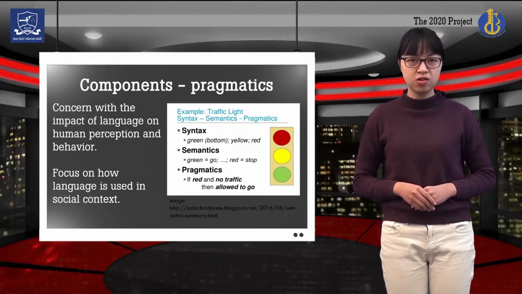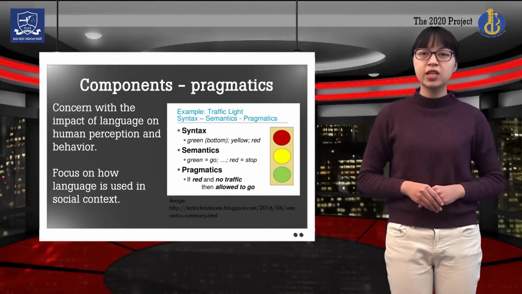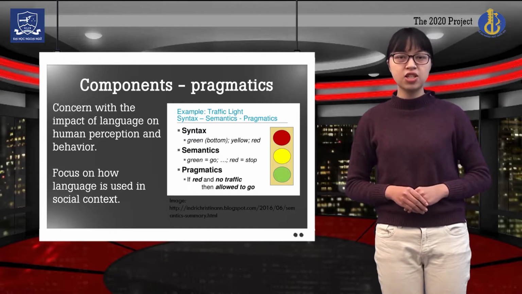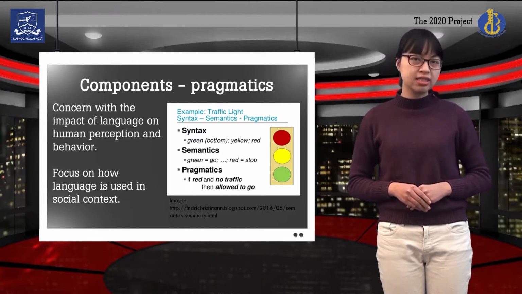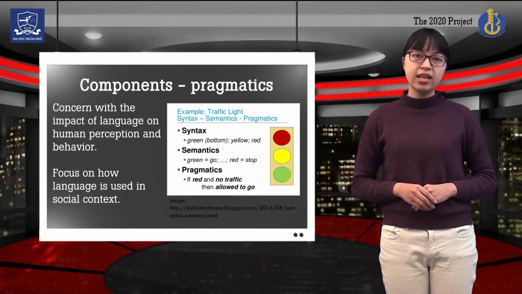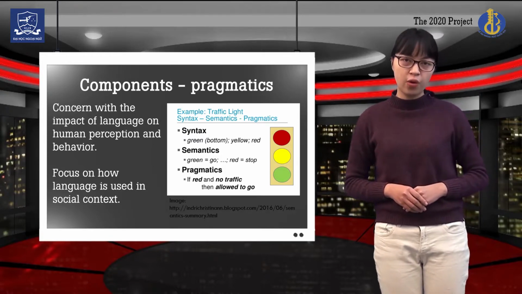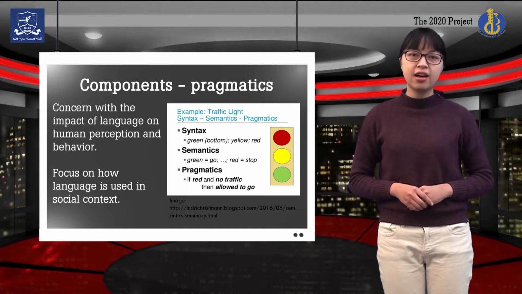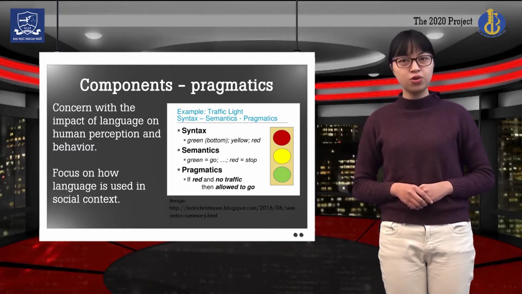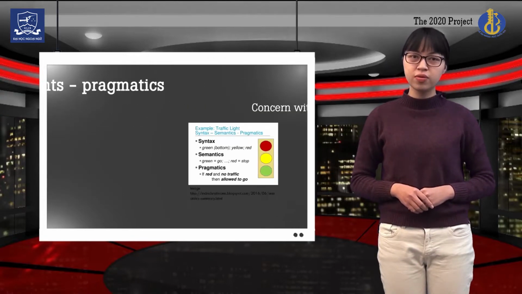in a particular context. For example, the traffic light in syntax is just the presentation of 3 colors: red, yellow, and green. In semantics, green means that drivers can go. Red means they have to stop. But in pragmatics, if it is red and there is no traffic, then it's allowed to go.